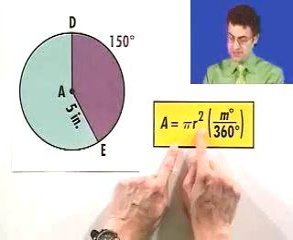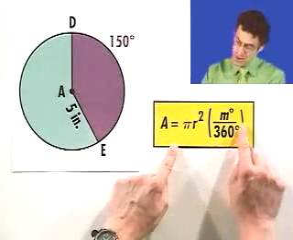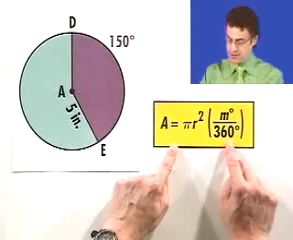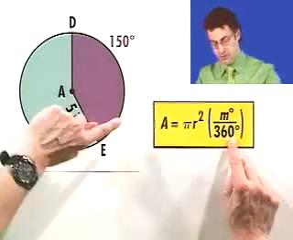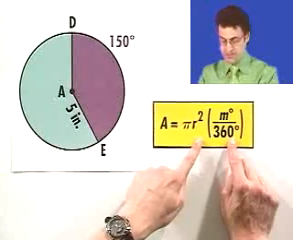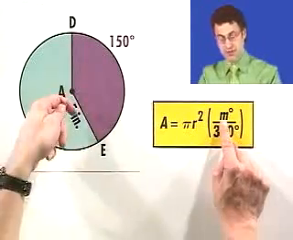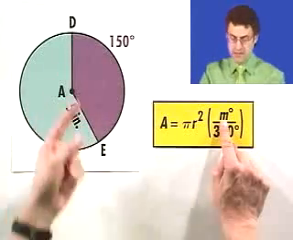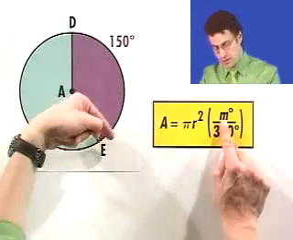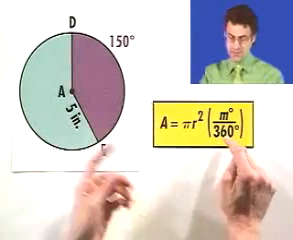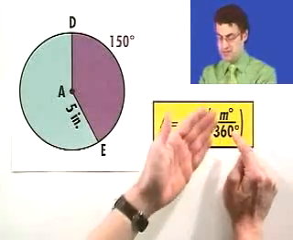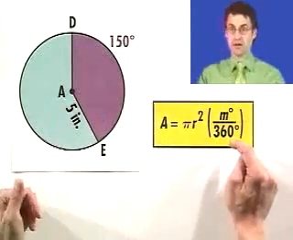Pi r squared, that gives the area of the whole circle, and this is the fraction that's required, which is, we know that the total angle around is 360, and so all we need to know is the measure, either the measure of the central angle or equivalently the measure of the arc, and then we can actually figure out what the area is, because that will give us the fraction of the area that we want.